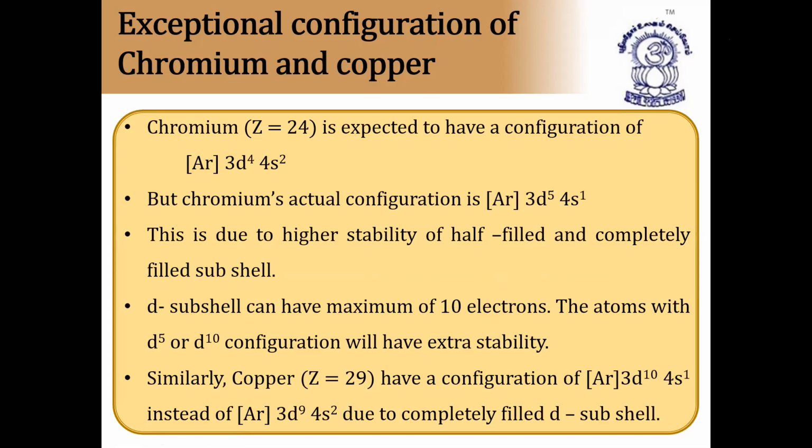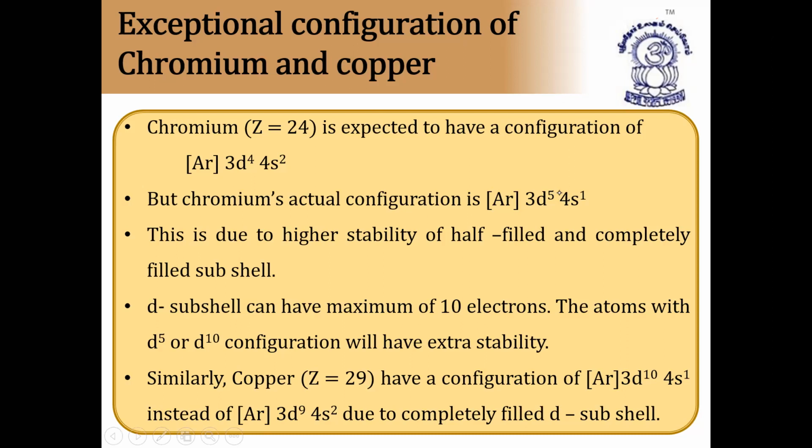But it has an unusual configuration, that is 3d5, 4s1, because half-filled and completely filled orbitals are more stable than incompletely filled orbitals. So due to this higher stability of half-filled and completely filled subshells, d will take the position of 5 and s will take the position of 1. So this is the exact configuration. This is not the excited state configuration, only the ground state configuration of chromium, because every atom will want to become stable.